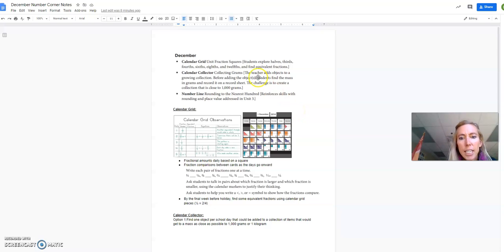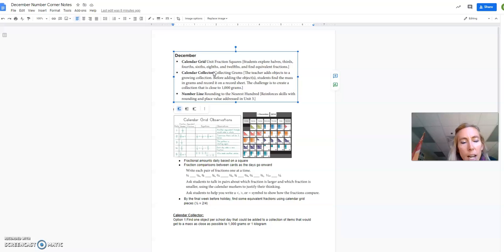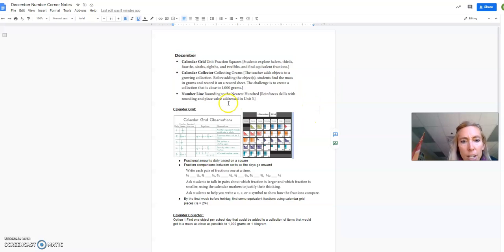All right, this is Number Corner December. Here are Bridges' recommendations. In bold are our major hitters. And down here are my thoughts on those.